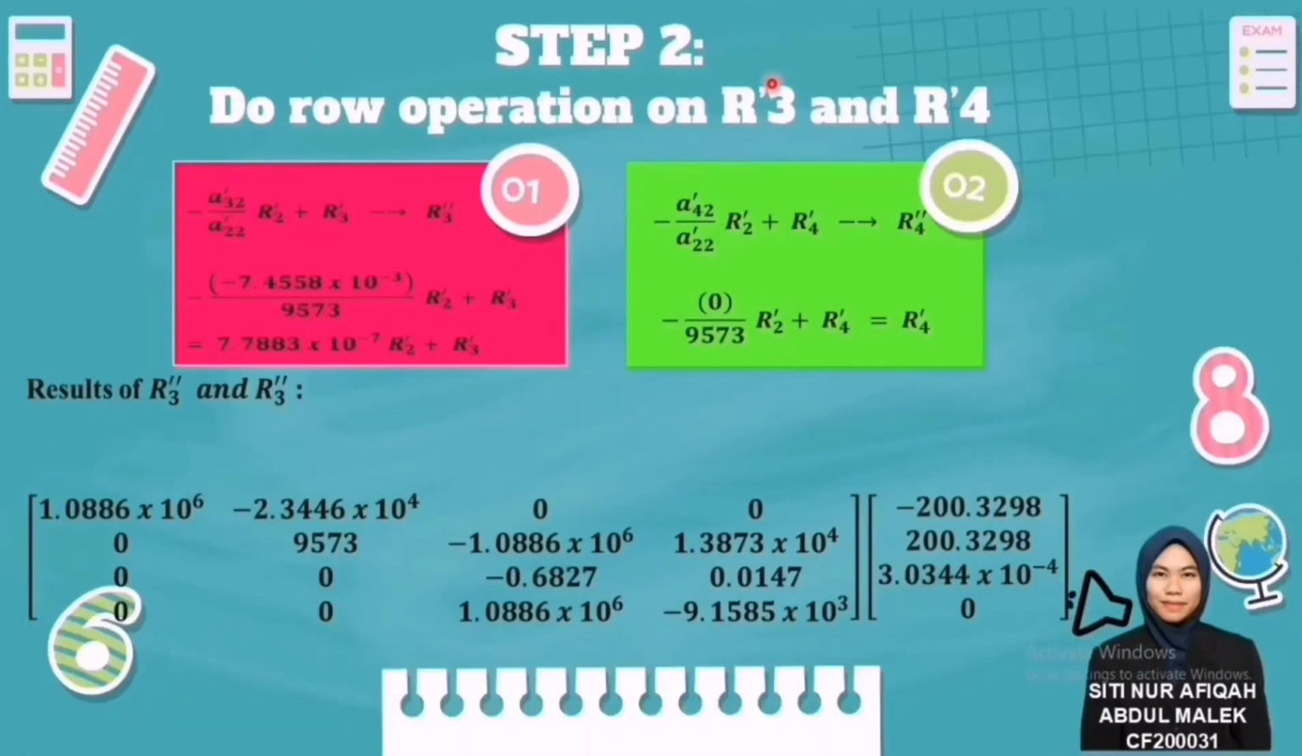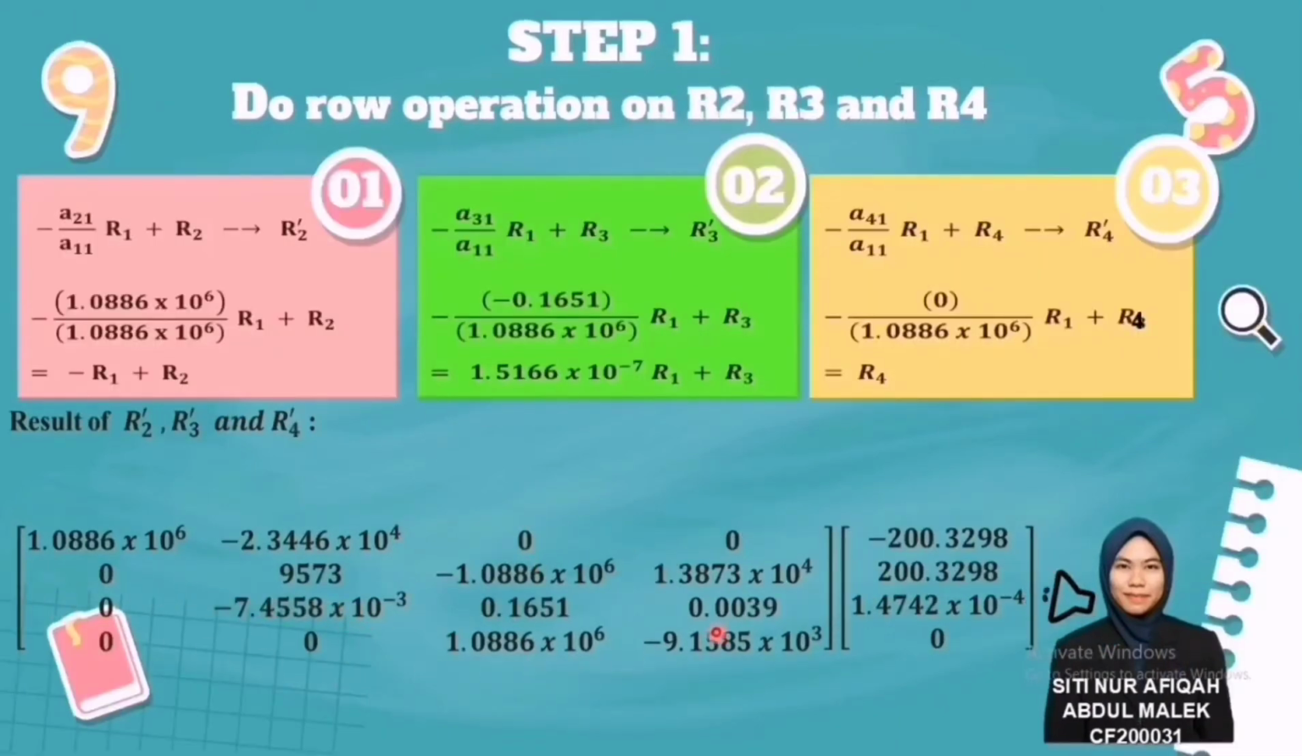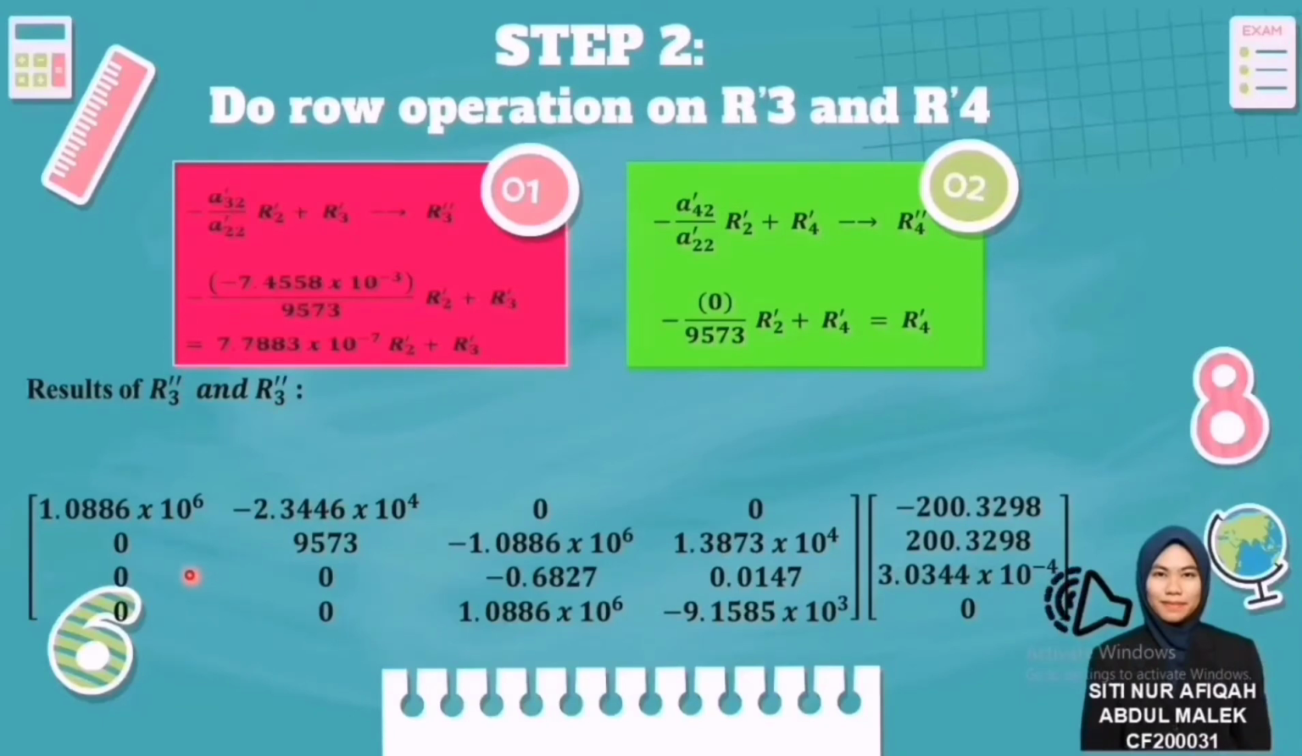So step 2, we will do row operation on new row 3 and new row 4. The formula used here is negative A prime 32 divided by A prime 22 times row prime 2 plus row prime 3 to get the new row 3 values. So from here, negative 7.4558 times 10 to the power of 3 divided by 9573 times row 2 plus row 3. We will get this new equation, and from this equation we will substitute the value here into this formula, and we will get the new row 3 over here.